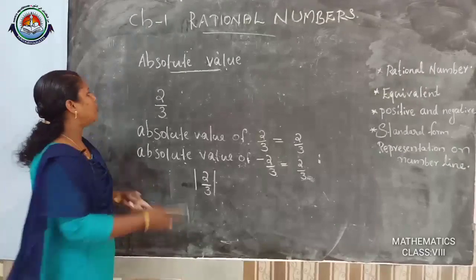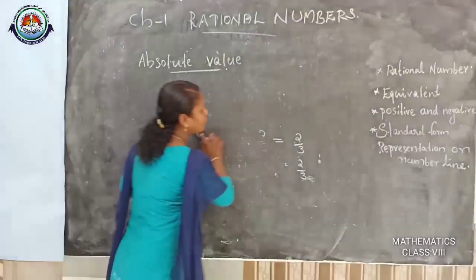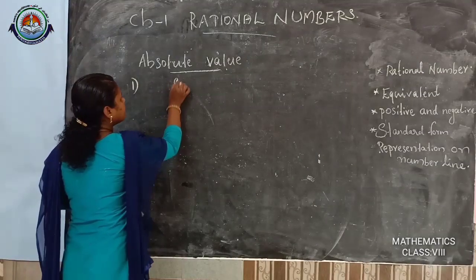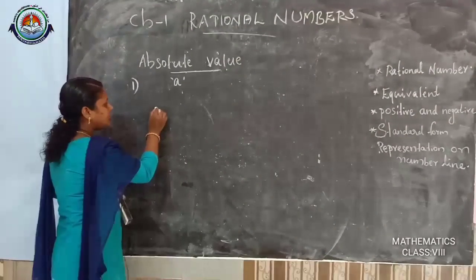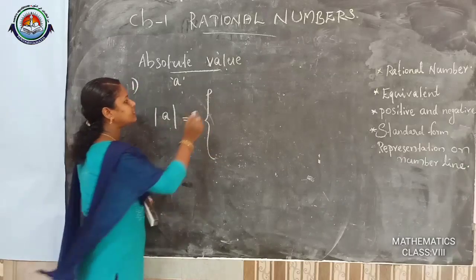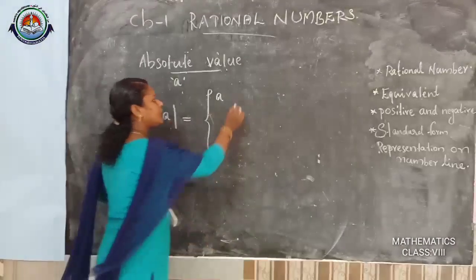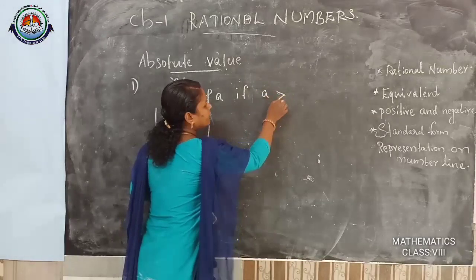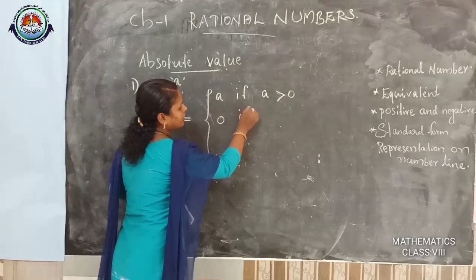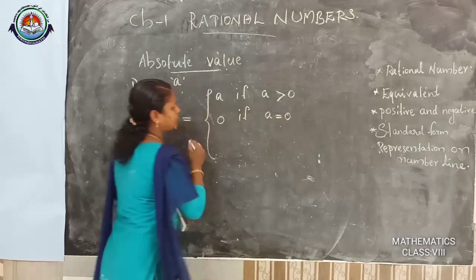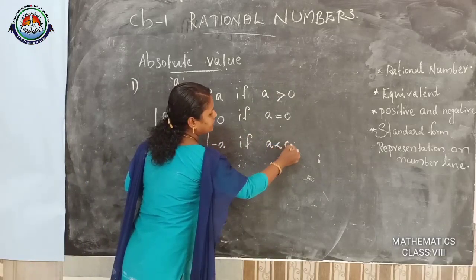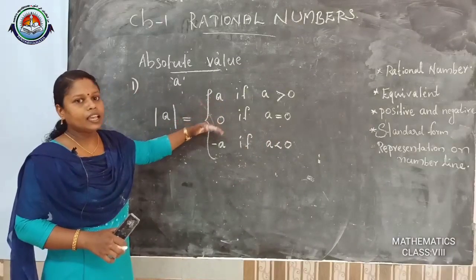Next, we are going to some properties. Properties of absolute values. Property, for any rational number A, absolute value of A is equal to A if A is greater than 0, equal to 0 if A equal to 0, and negative A if A is less than 0. We have three cases here.